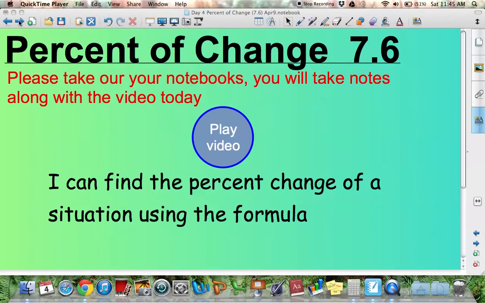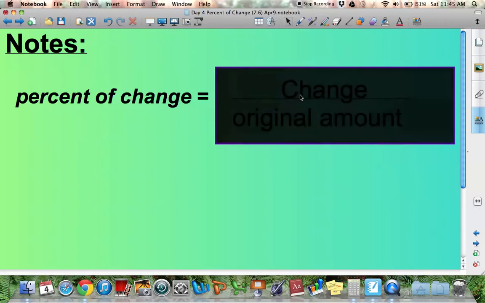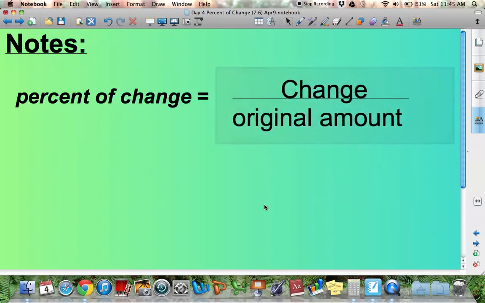Now the first thing we need to do is actually write down that formula. So in your notebooks, would you please write that percent of change equals the change we see over the original amount. Percent of change equals the change divided by the original amount.